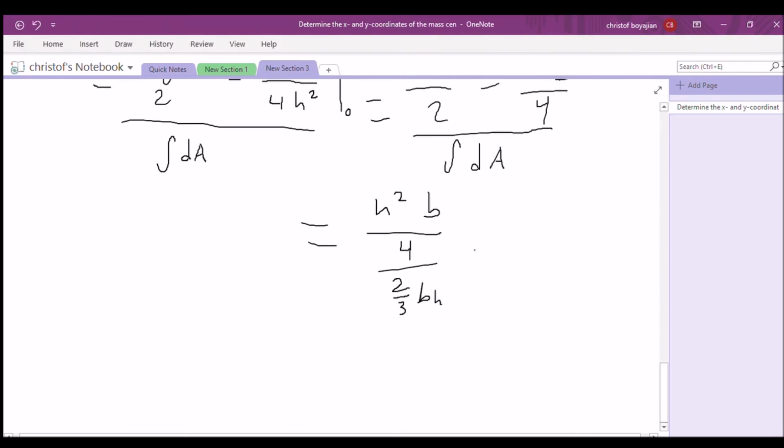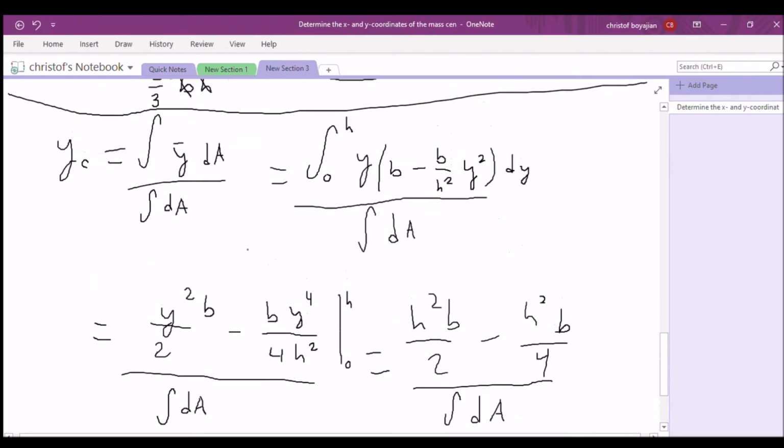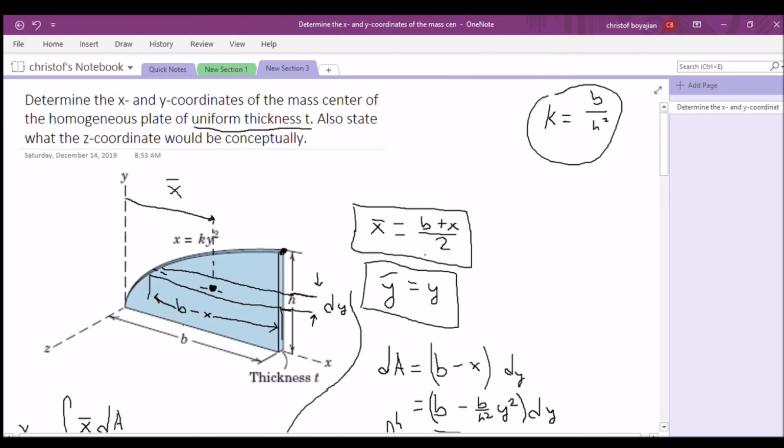And if we simplify this, well, you can do division, or you can multiply by the reciprocal here. And if you do that, we should end up getting 3/8 h being our y coordinate of the center of mass. All right, so that is great. Now we've done all of the hard parts. Now let's state conceptually what the z-coordinate would be of this center of mass.